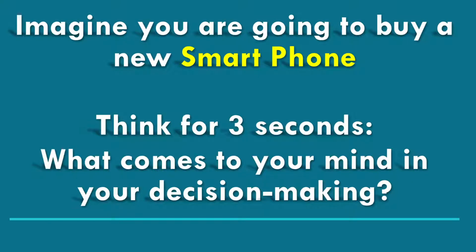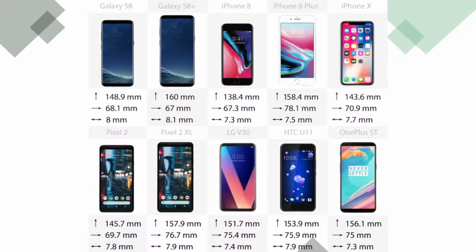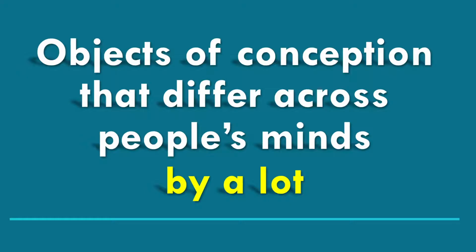Now imagine you're going to buy a new smartphone. Think for 3 seconds. What comes to your mind in your decision making? They also look pretty much the same, right? Now, objects of conception that differ across people's minds by a lot.